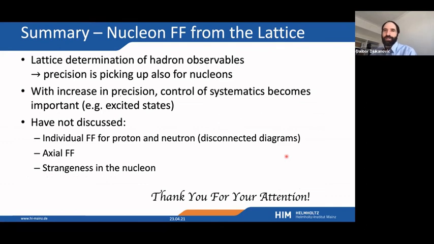Okay, well, I hope that I've shown you that the lattice determination of hadronic observables, the precision is picking up also for nucleons. And with this increase in statistical precision, we really have to take care of the other systematics like extrapolations and lattice spacing and finite volume, but also the excited states. And I have not discussed a lot of other observables that we are actually able to do and will do in the near future. Thank you.